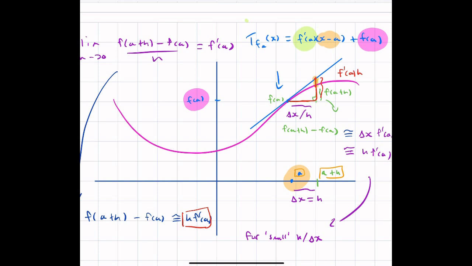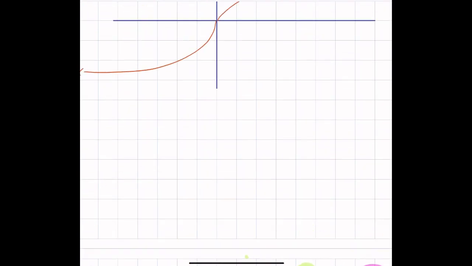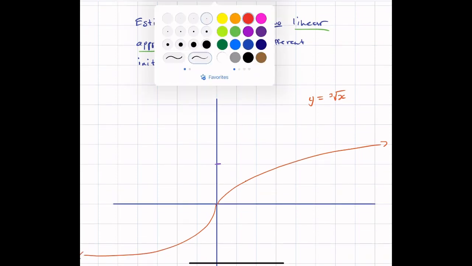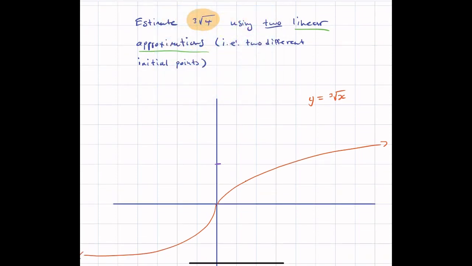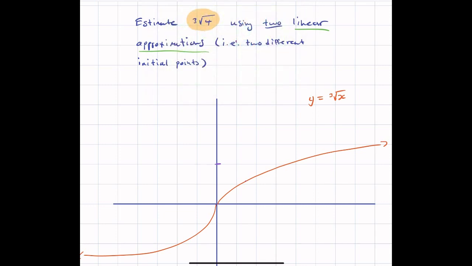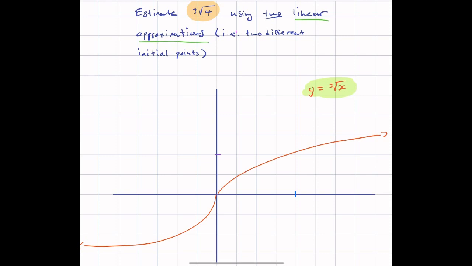So this is what we're using to solve the problem, right? This is what we're being asked to do here. If I want to know what is the third root of 4, I'm going to look at this function, third root of x, and I'm going to say I can get pretty close to the third root of 4. So third root of 4 is going to be whatever, if this is 4, and that's third root of 4.